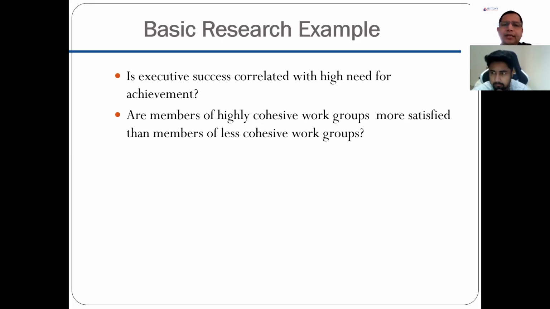Or it can involve questions such as: are the members of highly cohesive work groups more satisfied than the members of less cohesive groups? Is there any particular issue in this organization? Is there any punctuality issue, or any motivational issue? Then you find the answer: how to minimize the gap, how to avoid the demotivation factors, and how to increase the performance of the people.